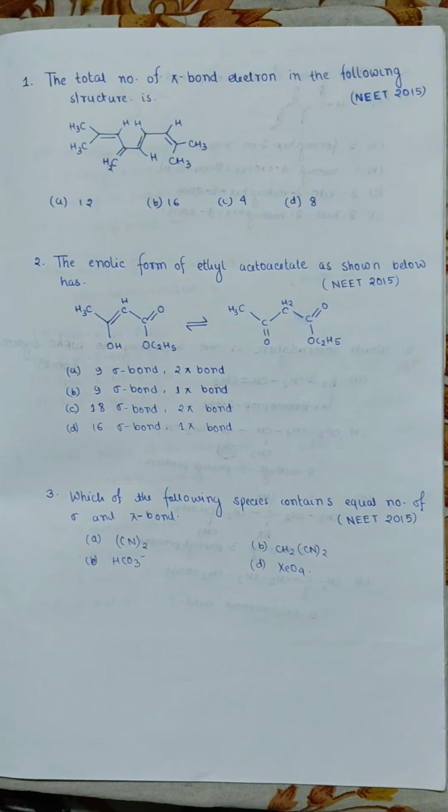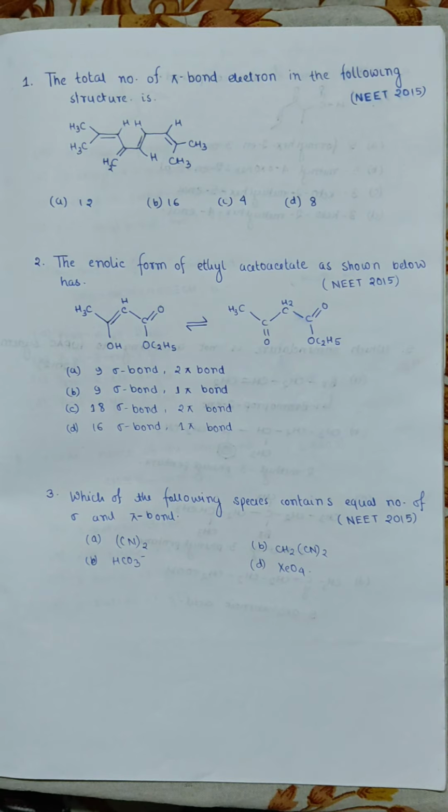Coming to the next question, this question is again from NEET 2015. It says the enolic form of ethyl acetoacetate as shown below has. So we have the enolic form and the keto form of ethyl acetoacetate. Now we can see that this is the keto form because it has the keto bond here, and this is the enol form of ethyl acetoacetate.